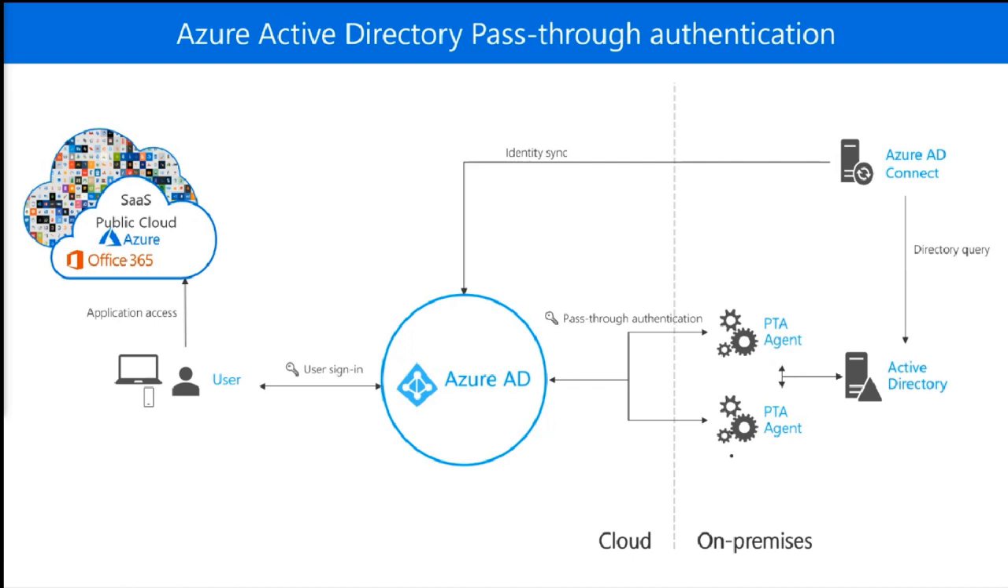When a user tries to sign into an application that's secured by Azure Active Directory, let's say Outlook Web App, here's what happens. The user is going to enter their username and password into their Azure AD sign-in page. So I go to outlook.mycompany.com.